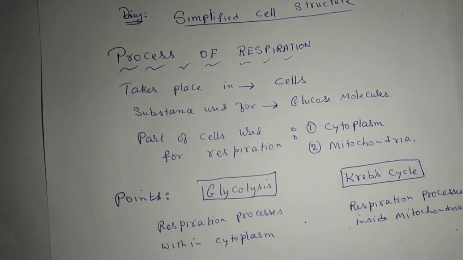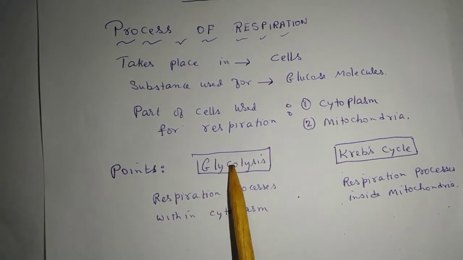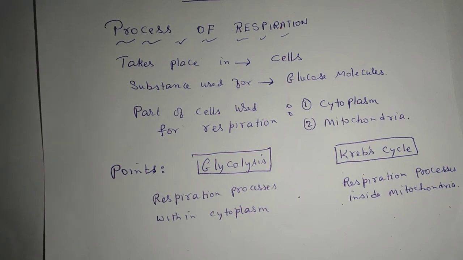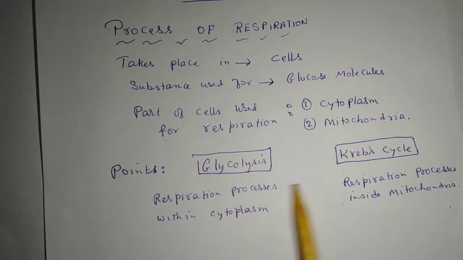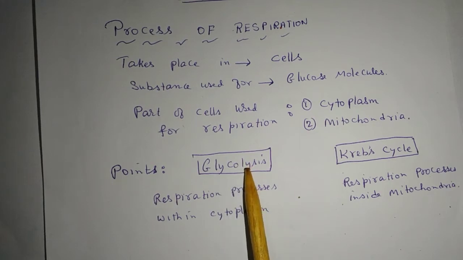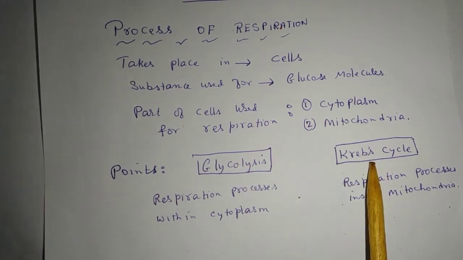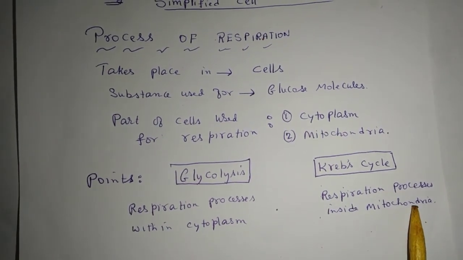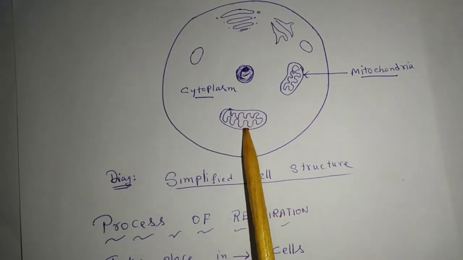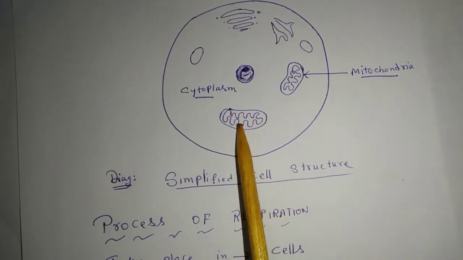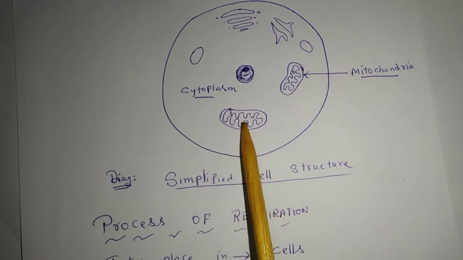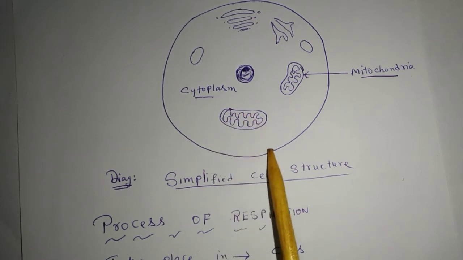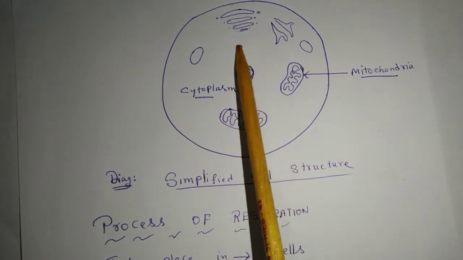Now these are the points that you need to remember. Glycolysis and Krebs cycle. The respiration process which takes place within the cytoplasm is called glycolysis, whereas the respiration process which takes place inside the mitochondria, the process of respiration that is taking place here, is called Krebs cycle. The respiration process that takes place here in the cytoplasm is called glycolysis.